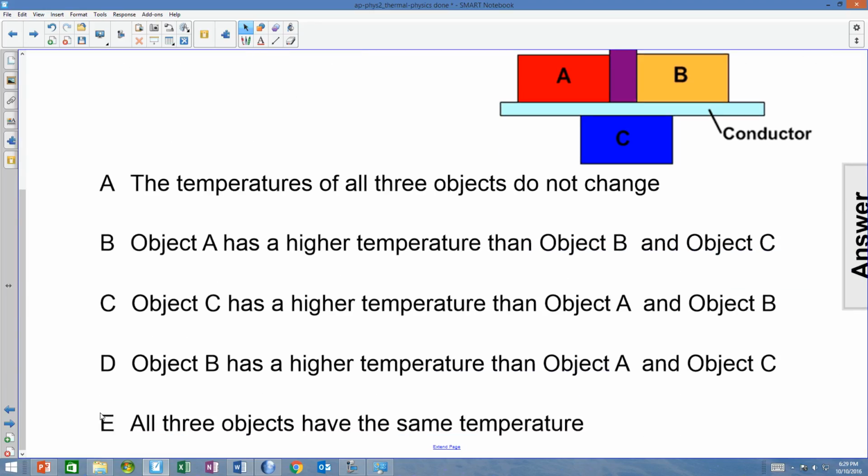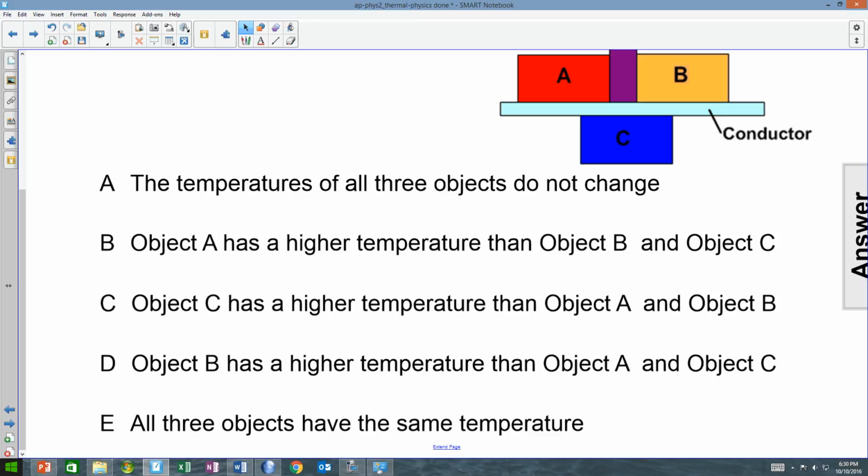A, the temperatures of all three objects do not change. B, object A has a higher temperature than objects B and C. C, object C has a higher temperature than objects A and B. D, object B has a higher temperature than A and C. And E, all three objects have the same temperature.